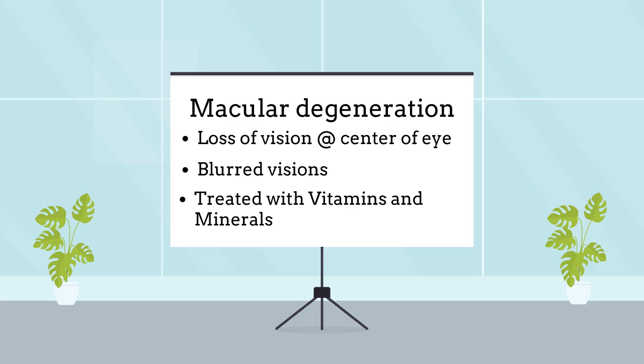Macular degeneration is the fifth and last visual impairment that we will talk about today. Macular degeneration is loss of vision at the center of the eye. Unlike glaucoma, which is on the outside of the eye, macular degeneration is in the middle. This causes a lot of blurred vision and can be treated with vitamins and minerals.